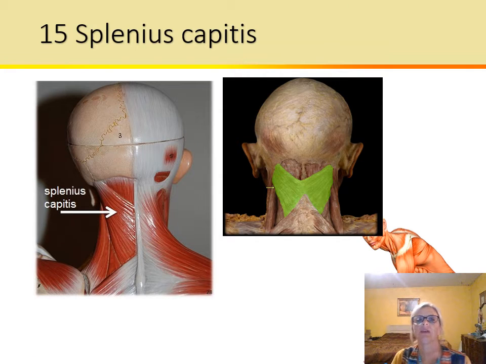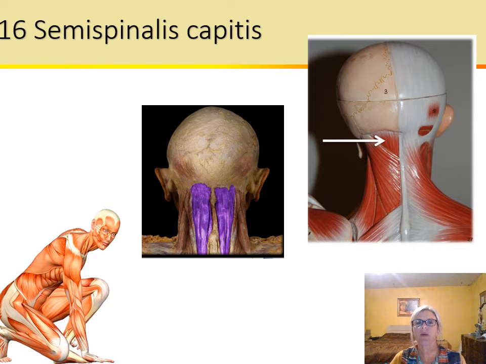All right, splenius capitis. This means head patch, and so this is right here on the back of your head, and this is going to extend and laterally bend the neck and head and rotate the head to the same side. Splenius capitis. So semispinalis capitis. Semi, of course, we think halves or two maybe. Spinalis, of course, along the spine. And then capitis, remember, means cap. So this extends the head and rotates it to the opposite side. It's on either half of the head on either side of the spine.